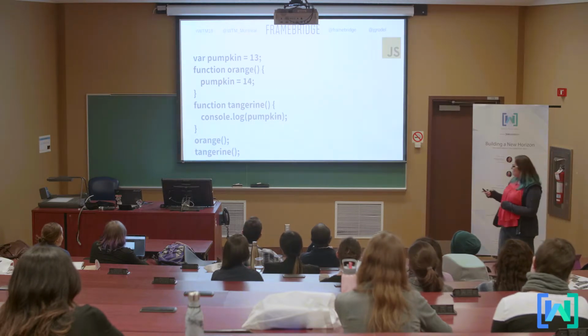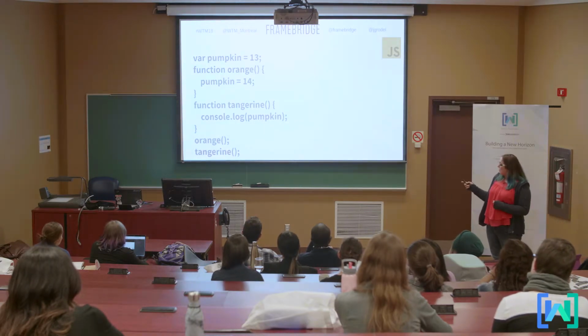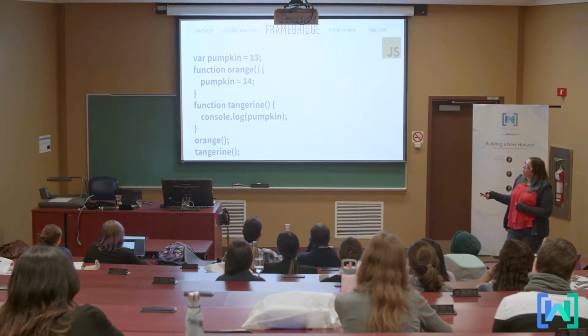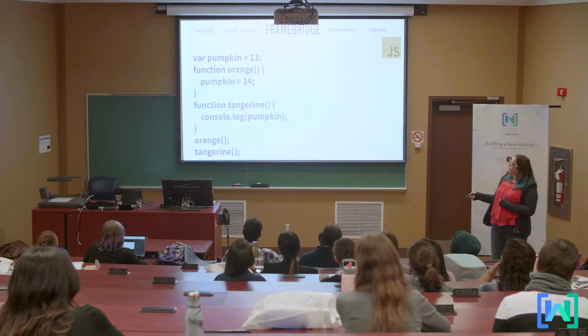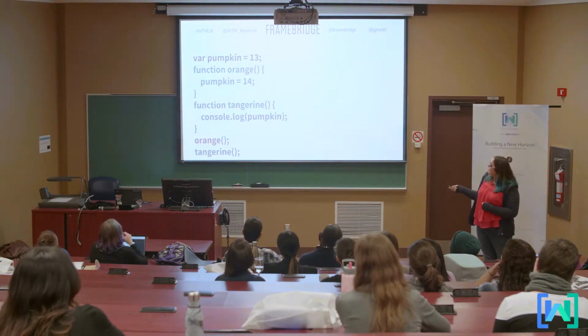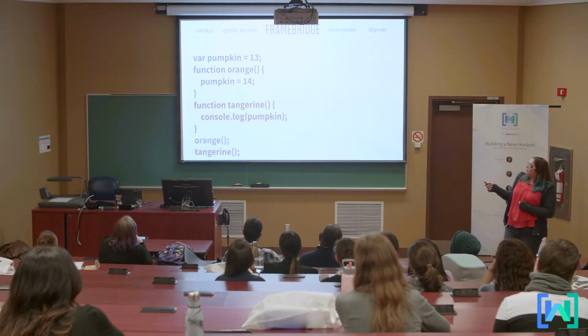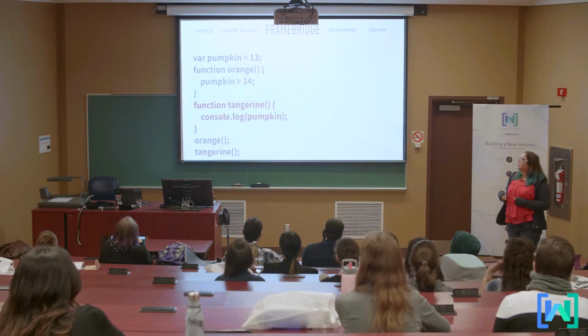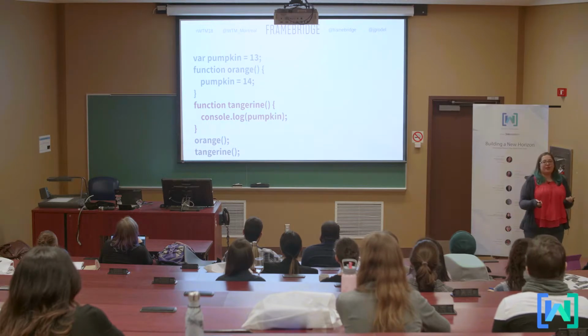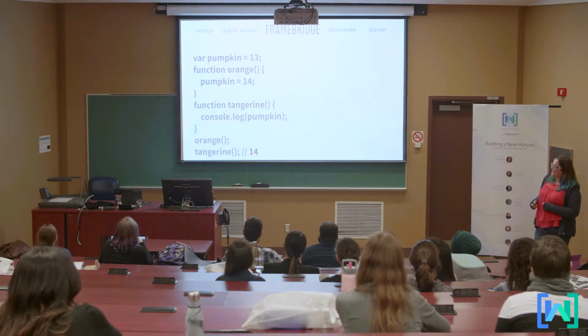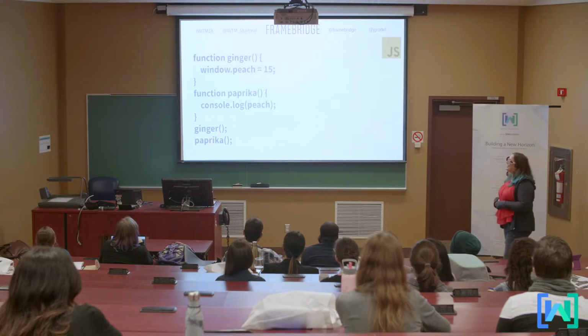Here's another example, a little more complicated. I'm going to set up a var pumpkin to be 13, and then I have this function orange and a function tangerine. Down here I'm going to call orange. I'm going to set pumpkin to 14, and then come down to tangerine. So in here, tangerine is going to console log out pumpkin. What do you think we'll get at this point? 14. That's right.